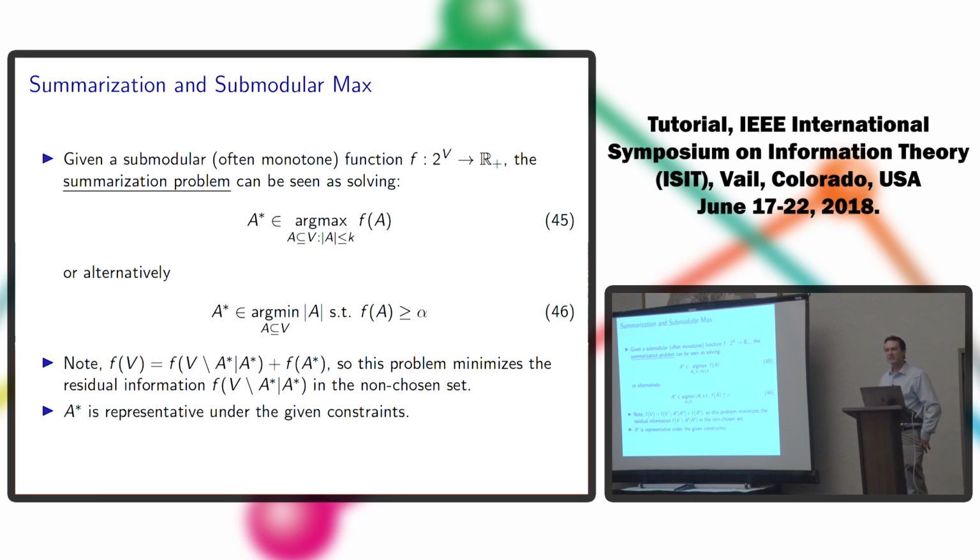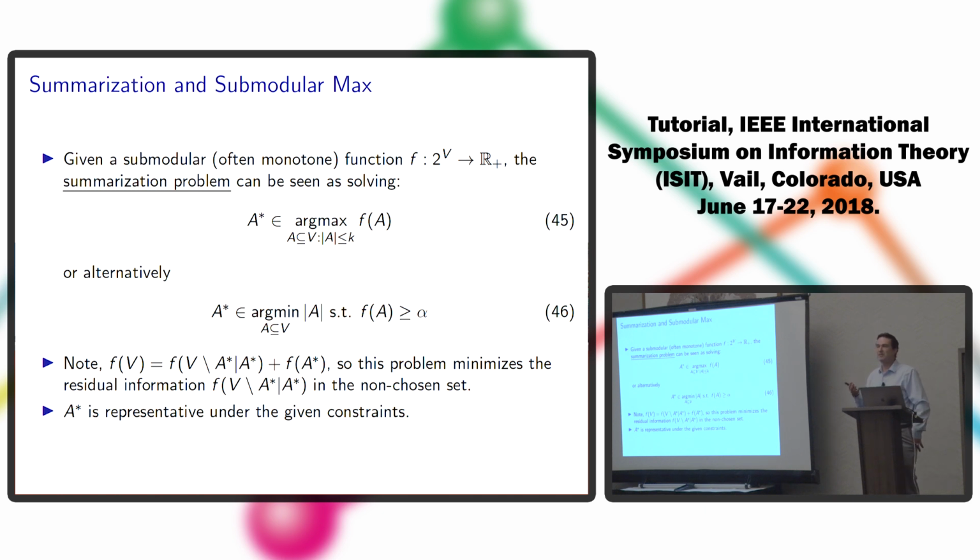And the reason why we can think of A star as a summary is for the following reason. We said that we can think of F as an information function, right? And so trivially, F of V, F of everything that you've got, is equal to, by the chain rule, F of V except for A star given A star, plus F of A star. So when we're maximizing F of A star, the residual information of everything that you don't choose is minimized. And so in some sense, A star comprises a summary.